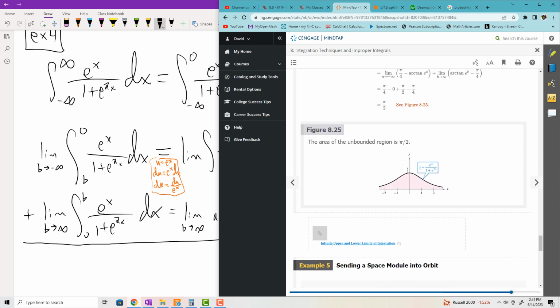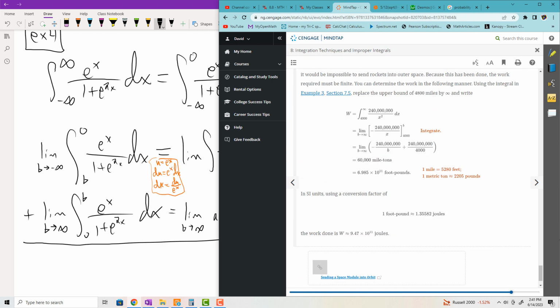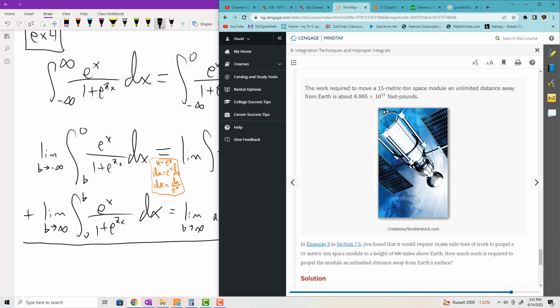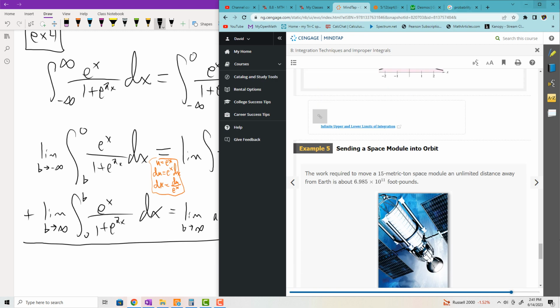So it has that normal distribution, that bell-shaped curve like you would see in a statistics class. And that's the kind of application too. It's probability. There's another application on space orbit.